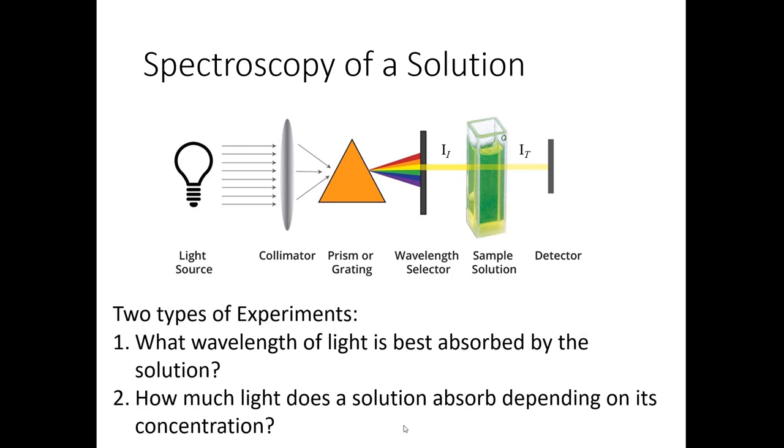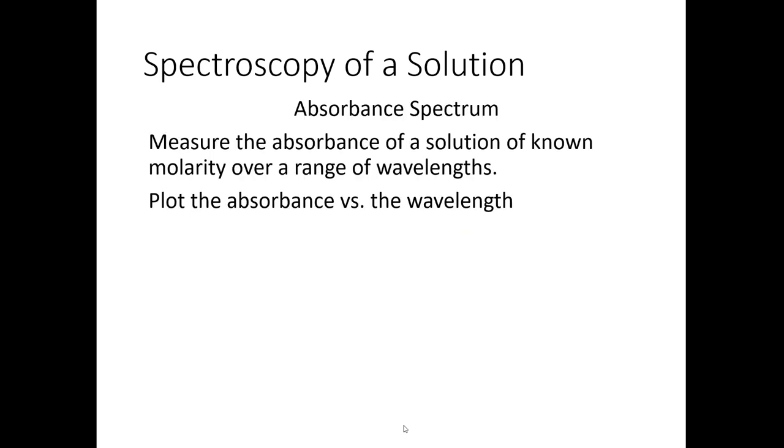Now, we can do two types of experiments here. Whether we're measuring transmittance or we're measuring absorbance, we can ask two types of questions. Number one, what wavelength of light is best absorbed by the solution? Number two, how much light does a solution absorb depending on its concentration? So, in the first activity, we do what is called an absorbance spectrum. We're going to measure the absorbance of a solution of known molarity over a range of wavelengths, and we're going to plot the absorbance versus the wavelength.